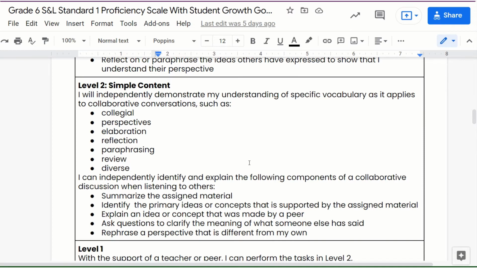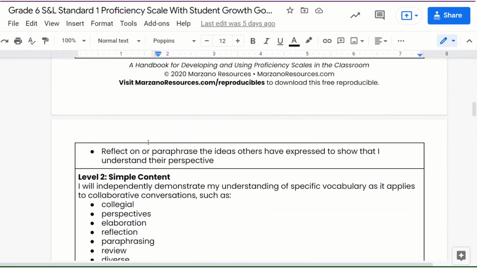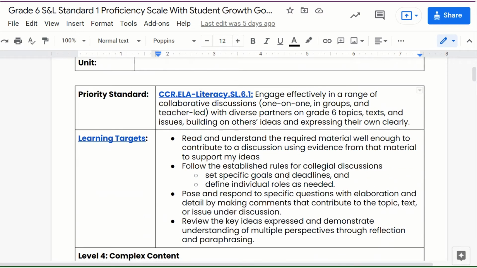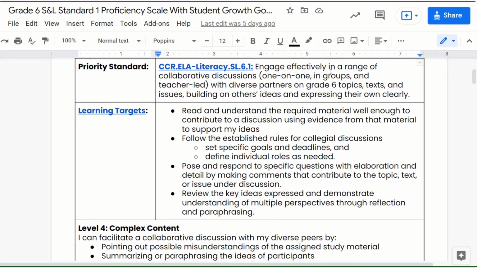And this is just looking at the vocabulary related to the target content. And we take that vocabulary and we record it here in level 2. So what I did for that was we're looking at some of the key words that were found in the standard itself, words that the students are going to need to understand in order to really engage in the skills in the standard. So you can see some of these words: required material, contribute to discussion using evidence, collegial discussions, for instance. We've also got the word perspectives and a few other things in there, words that students might know, but really need to have a functional understanding of that word within the context of what you're teaching them.